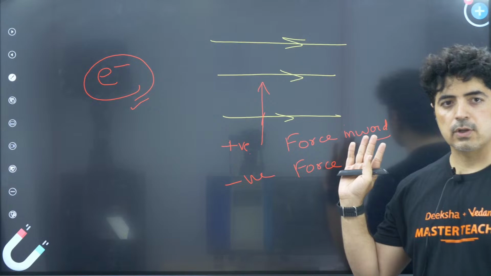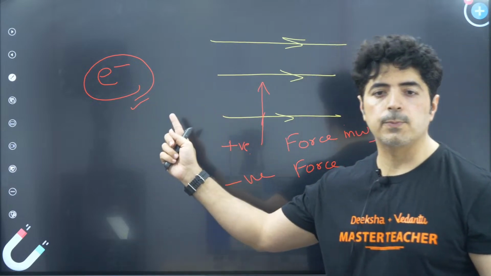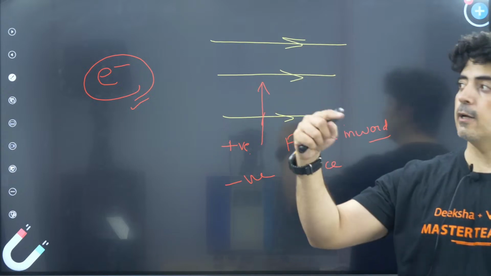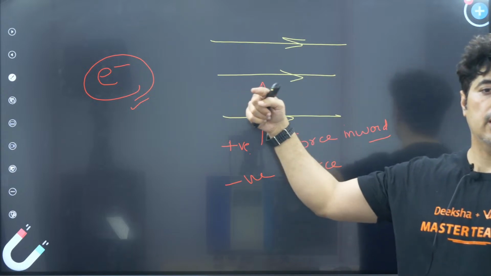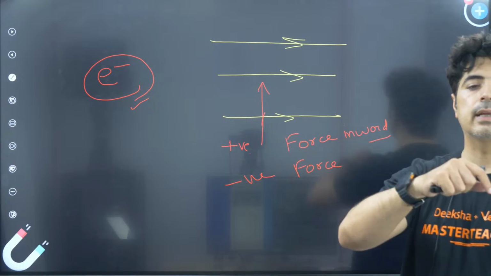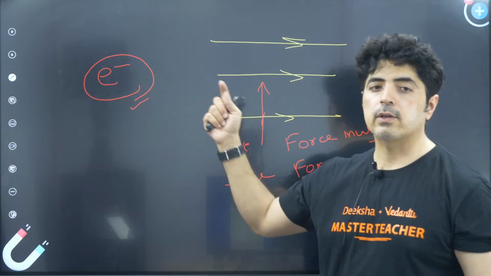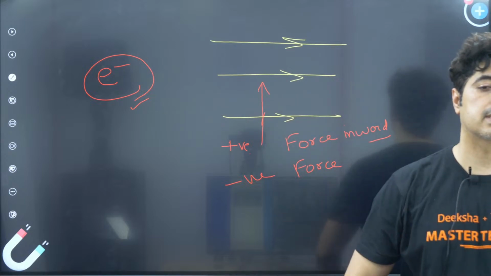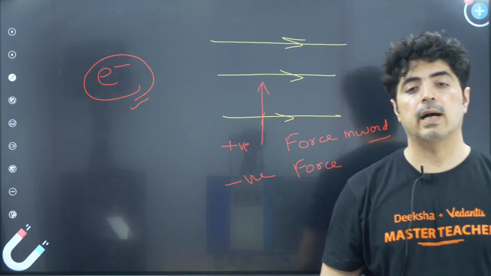So please, let's finish this off, because electron will experience the force ulta, opposite. It means in case of electron, if Fleming's left hand rule is saying inside, it will be opposite, which will be coming out. Please do not make this mistake. This question was actually asked.